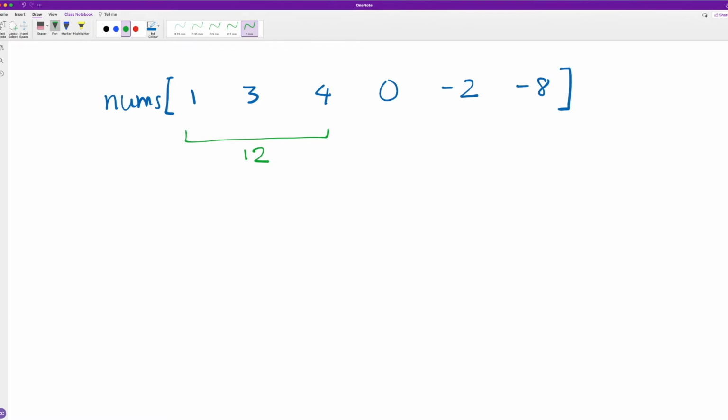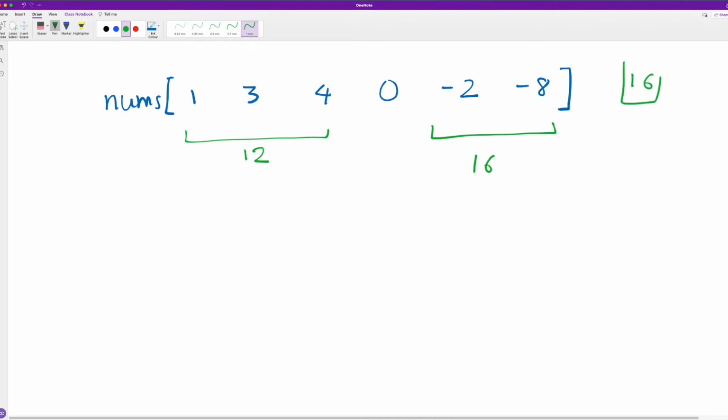But the next part of this array is this sub-array. Minus 2 times minus 8 gives us 16. Because both numbers are negative, we multiply them together, we get a positive number. And the answer for this input array will be 16. Now let's improvise upon the logic we just discussed to make sure we account for this 0 and get this correct answer. So what remains the same is that the max product sub array at index 0 remains the same.